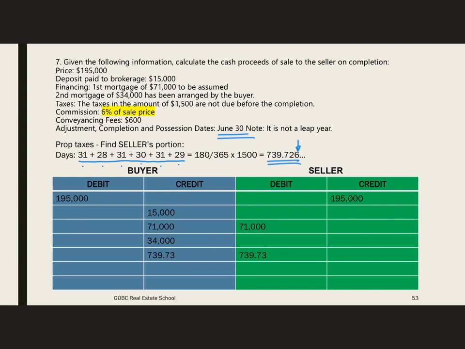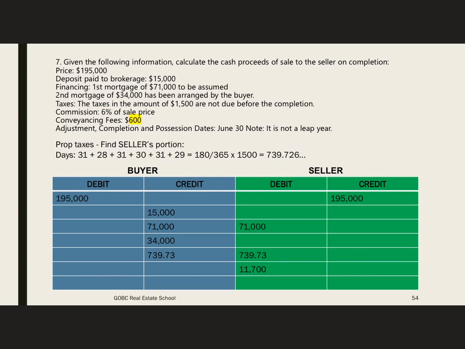Then the other thing we need to take care of is the commission. So it says it's 6% of the sale price, so we take 6% of $195,000, and we would need to debit that to the seller. Again, remember, the seller typically pays the commission. If the buyer is going to pay part of or all of the commission, it would need to say that in the question in order for you to know it.